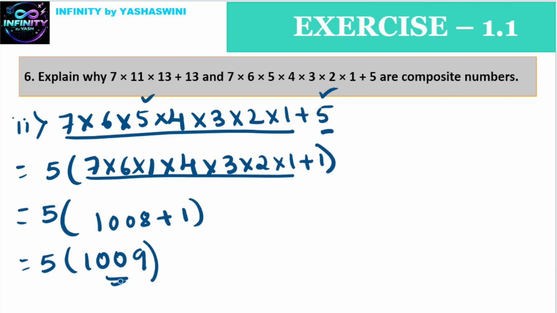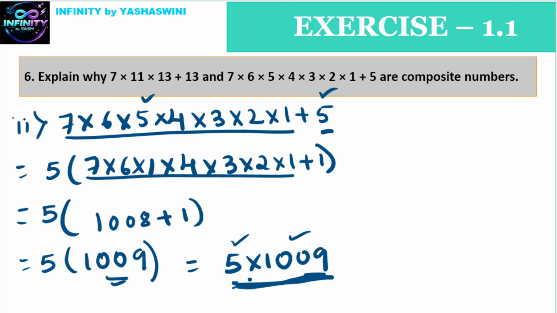Here 1009 itself is a prime number. So 5 times 1009. We expressed it as a product of prime numbers. Therefore, the given number is a composite number.